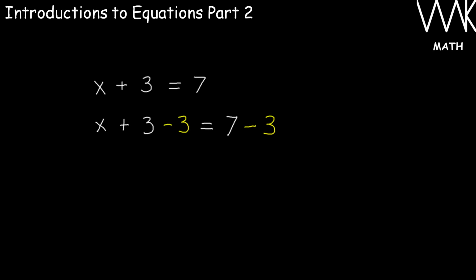But notice that we made the manipulation minus 3 on the left side. If we made that manipulation on the left side, to make sure we have balance, we must subtract 3 on the right side. So if we simplify everything, we have x by itself on the left side, and we have 7 minus 3 on the right side, which gives us 4. Our final answer is x equals 4.